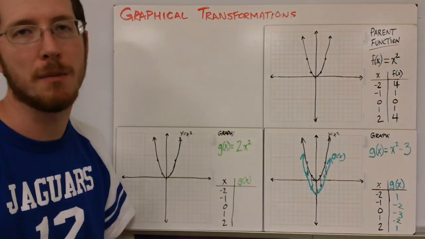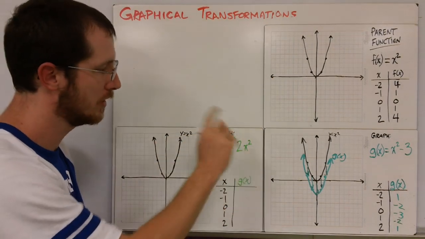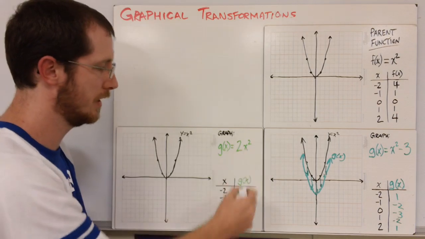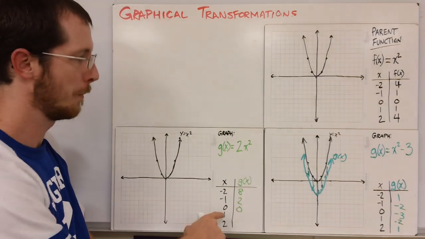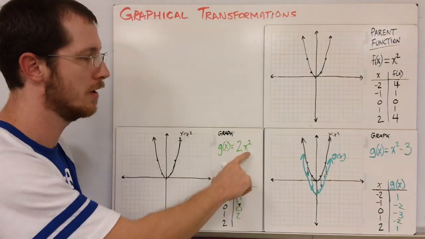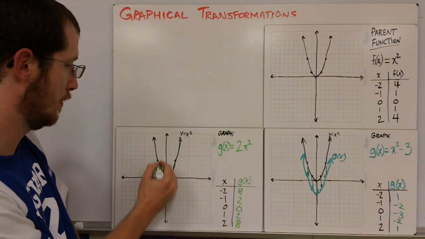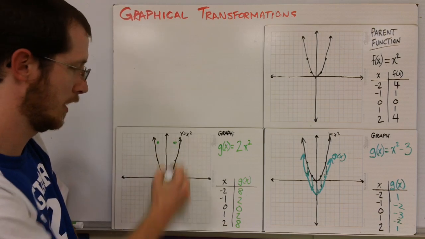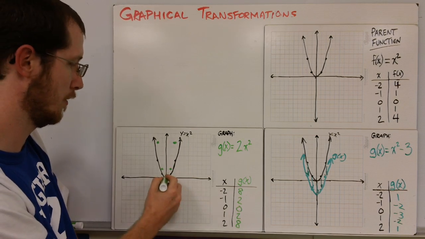Now in our table, let's see what happens when we plug in the same x values from our 5 key points. So negative 2 squared is 4 times 2 is 8. Negative 1 squared is 1 times 2 is 2. 0 squared is 0 times anything is 0. 1 squared is 1 times 2 is 2. And you can see the symmetry here. 2 squared is 4 times 2 back to 8. So let's plot these points. We're at negative 2, 8. We've got positive 2, 8. We've got negative 1, 2, positive 1, 2. And 0, 0 again.